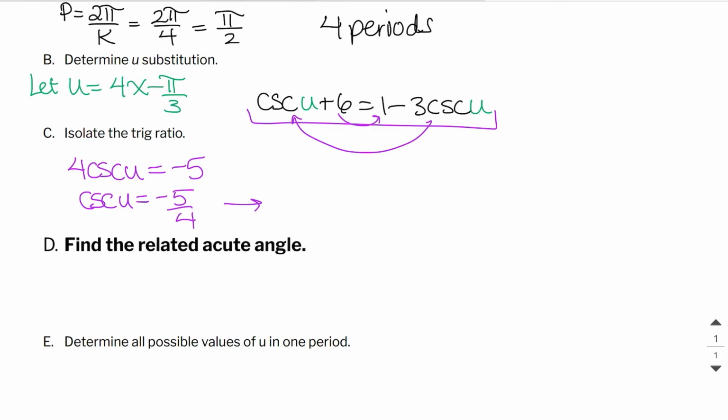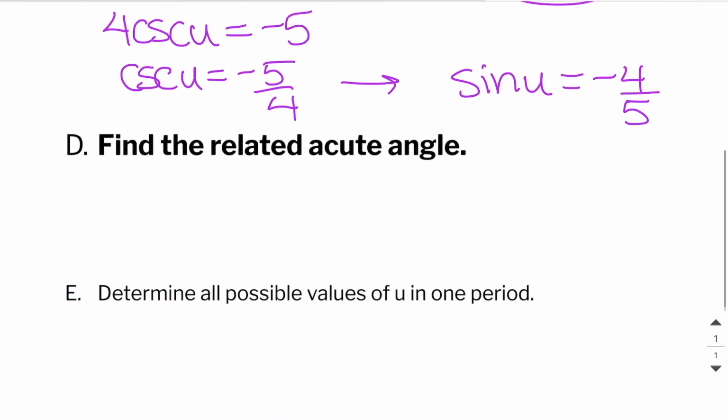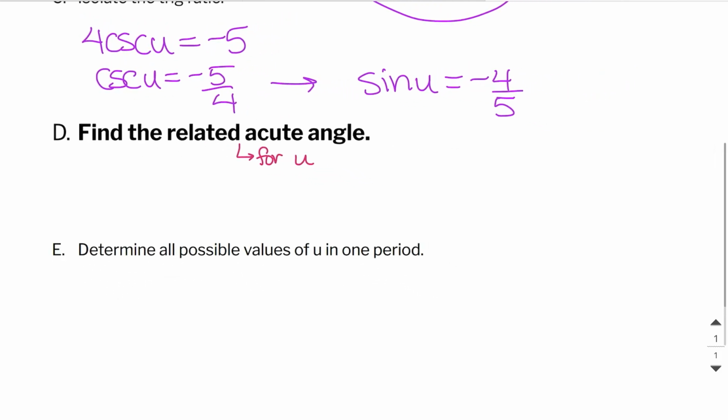But I don't want cosecant, I want sine. So I'm going to switch this over to sine. I'm not going to say 1 over sine is negative 5 over 4. I'm going to say sine of u is equal to negative 4 over 5. Then step D says to find the related acute angle, and this step is written in bold because it's so important that you know that we are going to find the related acute angle first. This related acute angle is for u, not for x.